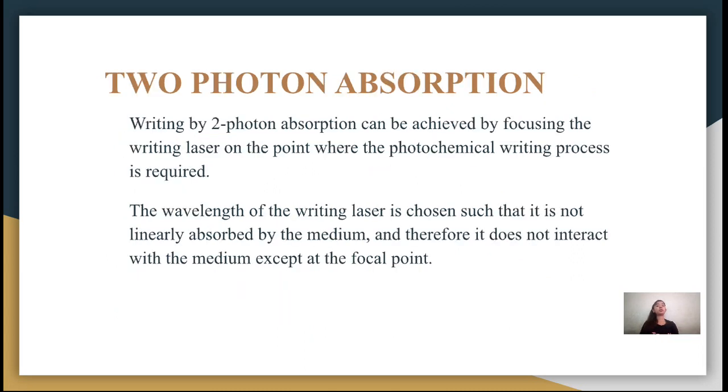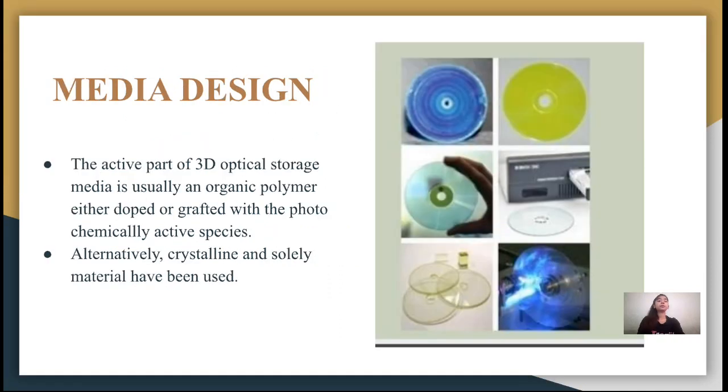Two-photon absorption. Writing by two-photon absorption can be achieved by focusing the writing laser on the point where the photochemical writing process is required. The wavelength of the writing laser is chosen such that it is not linearly absorbed by the medium, and therefore it does not interact with the medium except at the focal point.